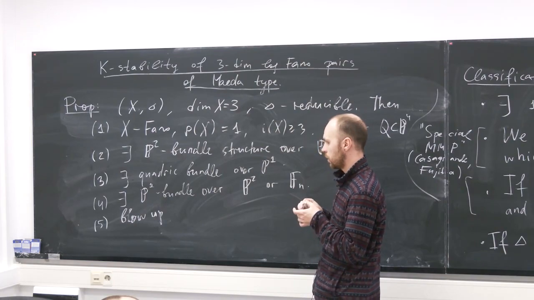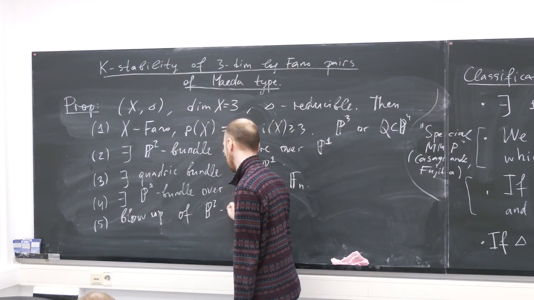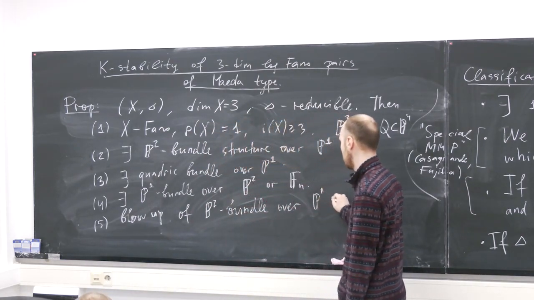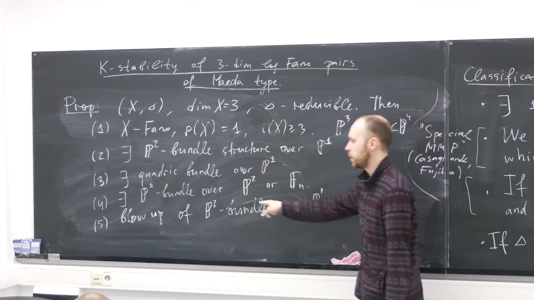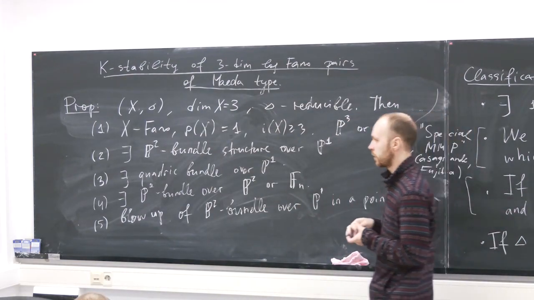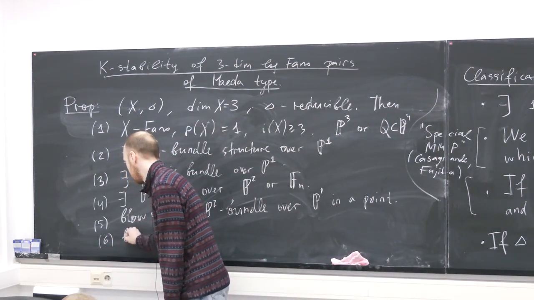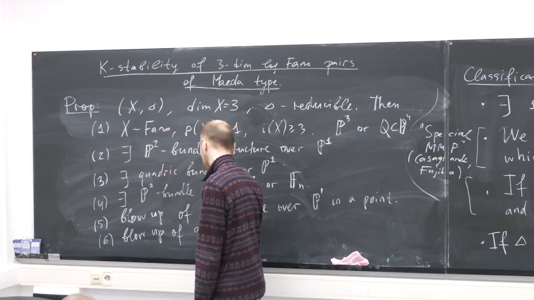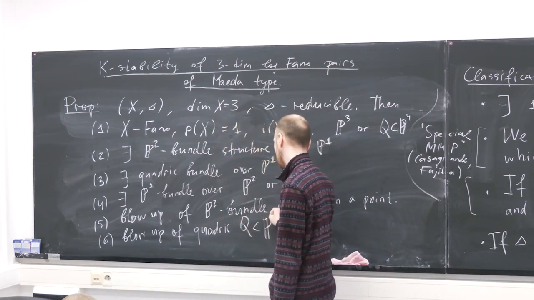Then we have a blow up of a P2 bundle over P1 in one point. And again, this P2 bundle has some special form which can be explicitly described. And the last possibility is that we have a blow up of a quadric in a point.